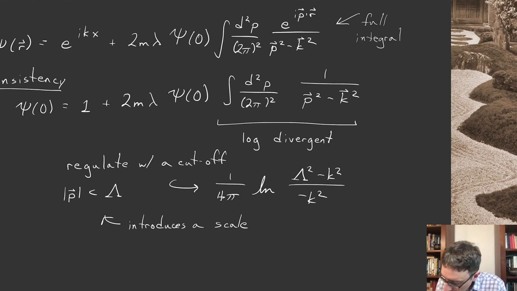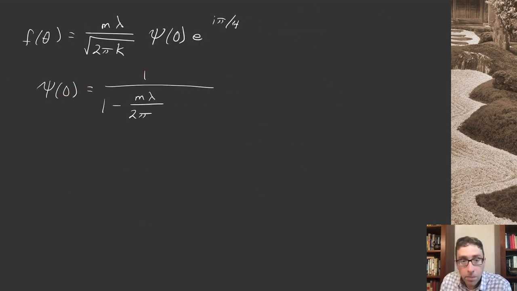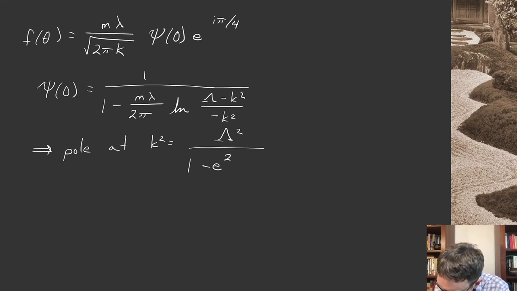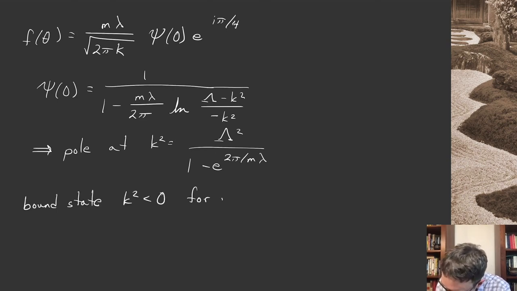If I go back a page, you see what we had here. We had psi of 0 expressed implicitly, and we had the value of the integral worked out. And so what I'm going to do is move psi to one side, the integral to the other, and we'll see what psi looks like on the next page. So here I am, solving for psi of 0 now, writing down the answer in terms of our cutoff that we added by hand. And indeed, we see that there's some kind of pole here for specific values of k. There's a pole at k squared equals lambda squared over 1 minus e to the 2 pi over m lambda. And so this is going to be a bound state, k squared less than 0, for m lambda greater than 0, which, as I discussed at the beginning, was an attractive delta function. The positive lambda corresponded to an attractive delta function.